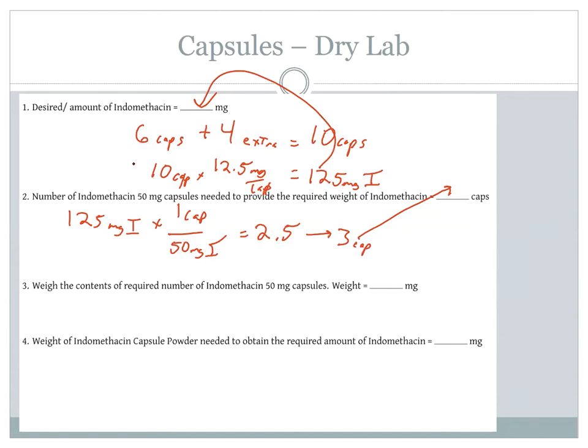So at this point, I can't just calculate anything. I need to know the weight of the powder from those capsules before I can go on any further. So you'll notice the next step says to weigh the contents of the required number of indomethacin capsules. So Judy is in here, and we'll do that here in a second.